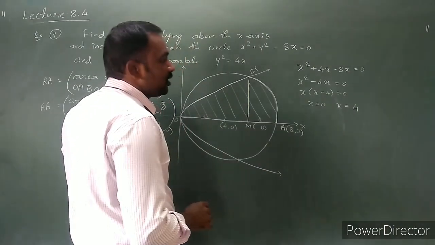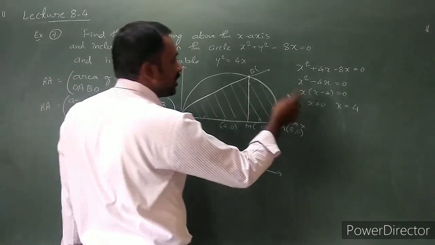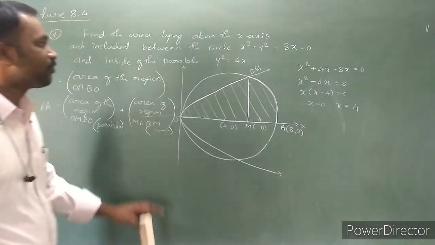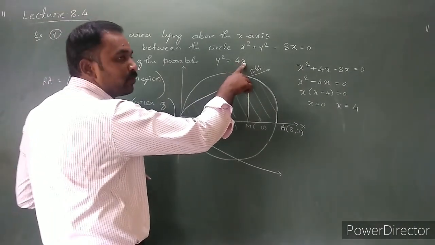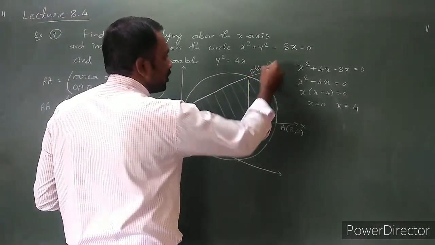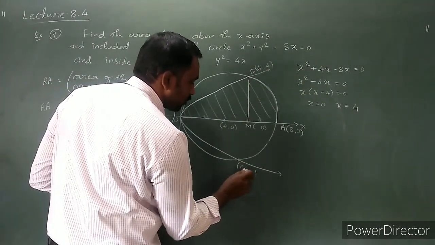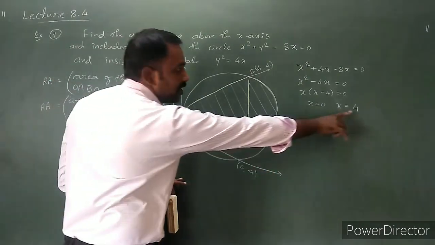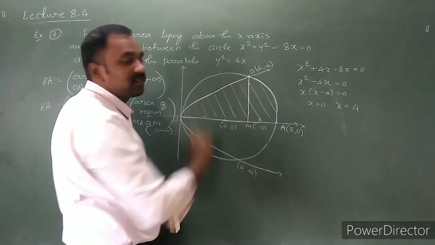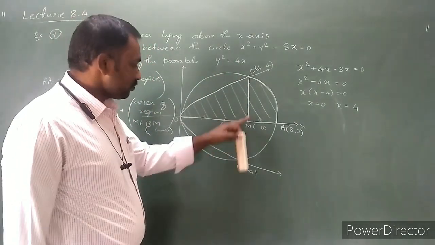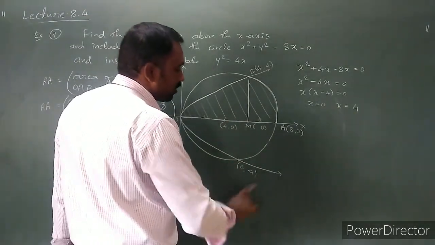What are the points? x value is 0, here the y value is also 0. If x is 4, what is the y value? y square is 16, so y is 4 or minus 4. Only the x value is positive and the y value is plus or minus because of the square root. Okay. (4, 4) and (4, minus 4).